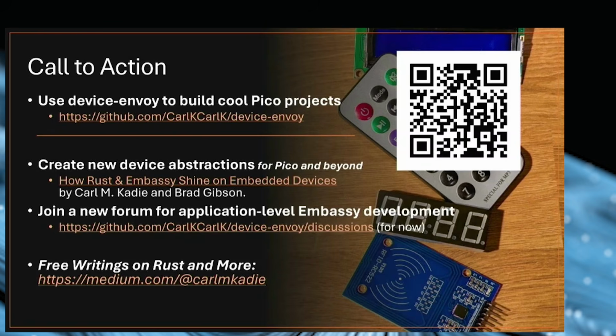Right now, there's a forum for this idea of application level Embassy development. And it's not just for using this library, and it's not just for the Pico. It's for anybody who's interested in application level programming on Embassy. Right now, its home is just the GitHub discussion. But if anyone's interested in it, let's start there. And if enough people are interested, we'll find a bigger, better home later.